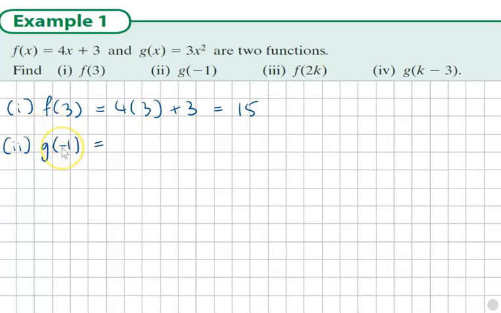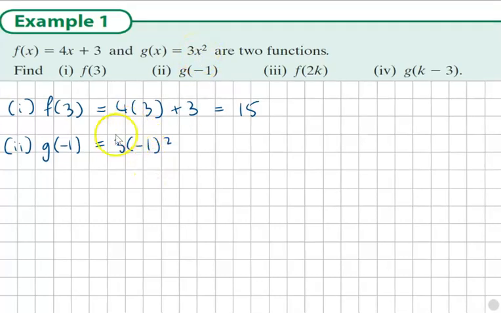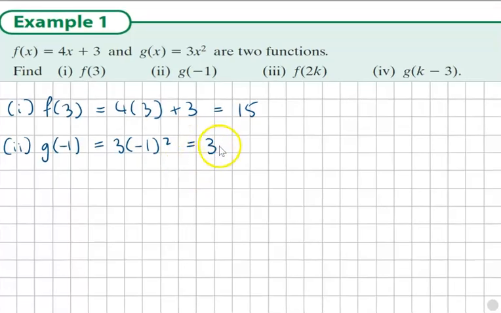Part 2, g of minus 1. We're going to swap the x in the g of x function with a set of brackets and put minus 1 into the brackets. So we've got 3 times minus 1 to be squared. Minus 1 squared is 1, and 3 times 1 is 3.